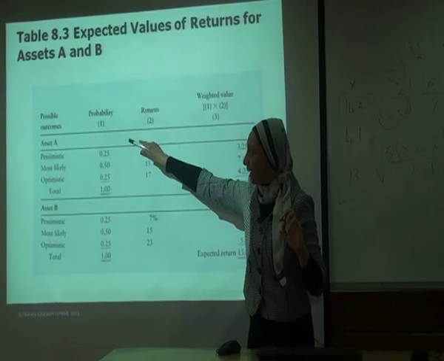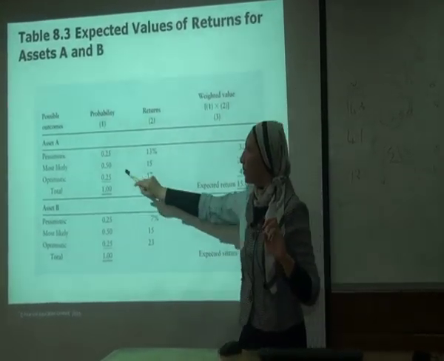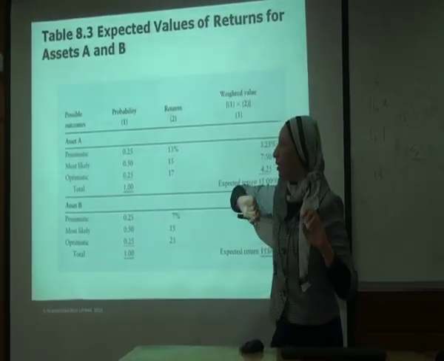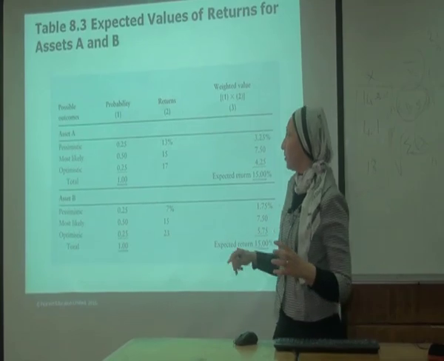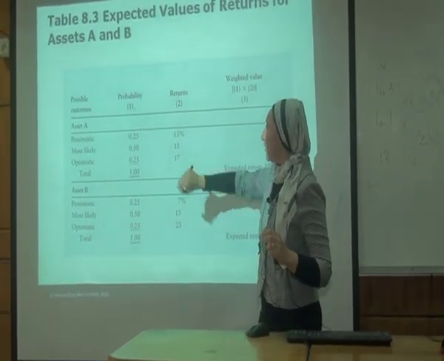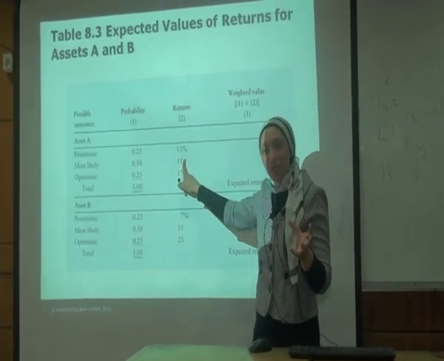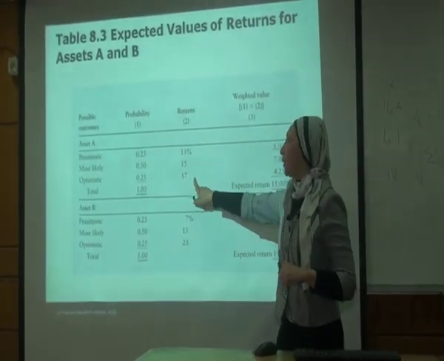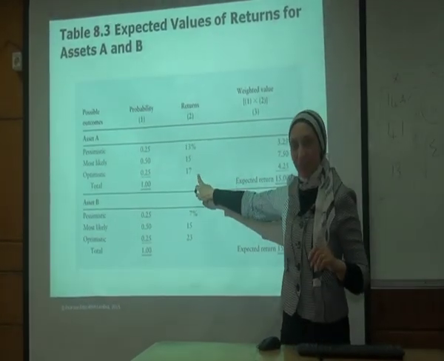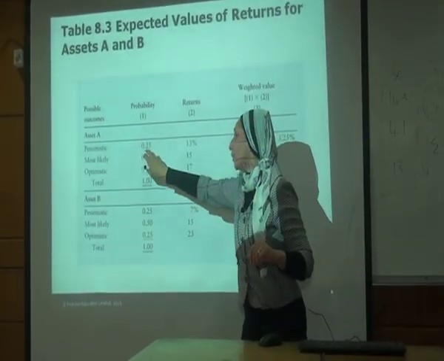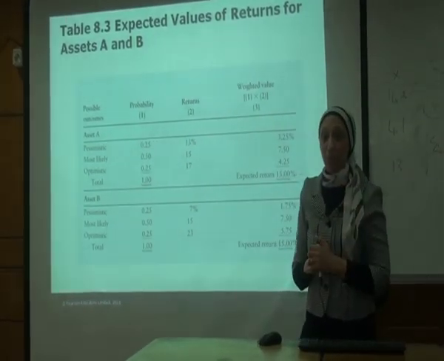Here we have asset A and asset B. Okay, asset A: in the pessimistic, or worst scenario, it achieves like 13% return. Most likely this stock achieves on average 15%. The optimistic, or best case scenario, is 17%, okay? And you will have here the probability for each scenario to be achieved. And this is very important.